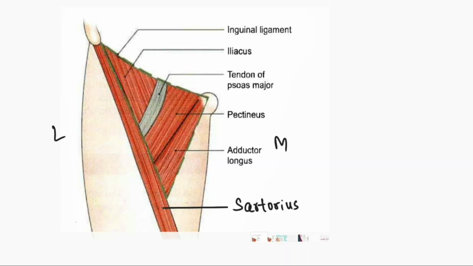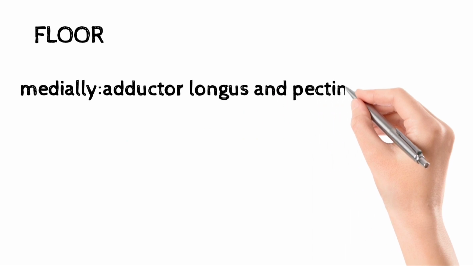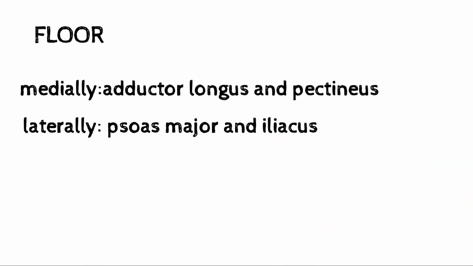Now let's talk about the floor of the femoral triangle. On the medial side, the floor is formed by two muscles, adductor longus and pectineus. This adductor longus muscle also contributes to the medial boundary of the femoral triangle, and here it contributes to the roof of the femoral triangle. Laterally, two muscles, iliacus and psoas major, play the role in the lateral part of the floor of the femoral triangle. Floor: medial, adductor longus and pectineus; lateral, psoas major and iliacus.